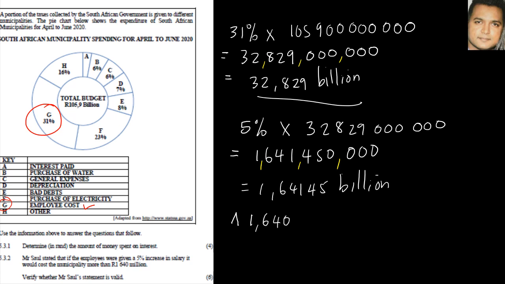Now we notice that he said that this amount will be more than 1,640 in our statement there. And therefore the statement is correct because it's actually more. So therefore his statement is valid.